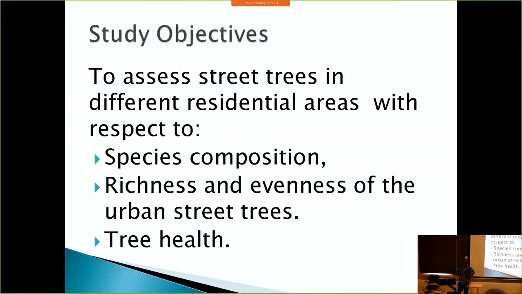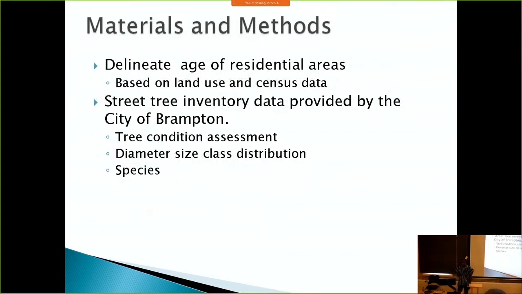So as part of my study, I took keen interest to assess the street trees in different residential areas with respect to species composition, richness and evenness of the urban street trees, as well as the tree health. Through the support of the city, I was able to delineate the age of residential areas based on the land use and census data. I utilized the street tree inventory data that was provided by the city of Brampton, thanks to my external supervisor, and there was information on tree condition assessment, diameter size class, as well as species.